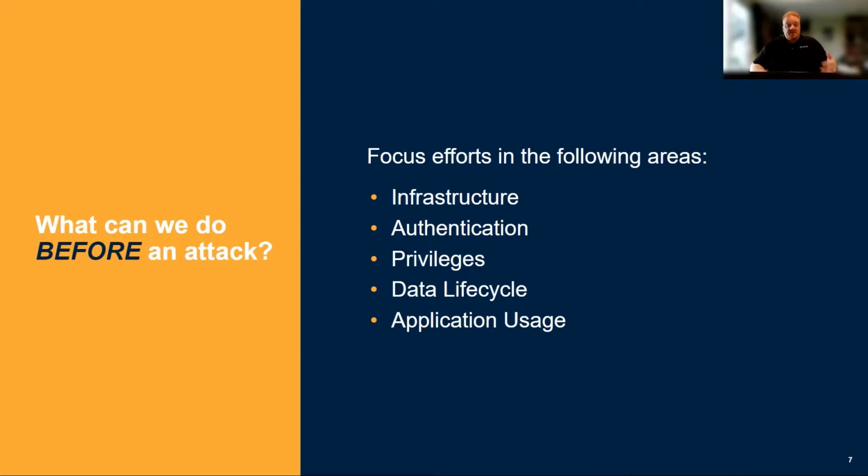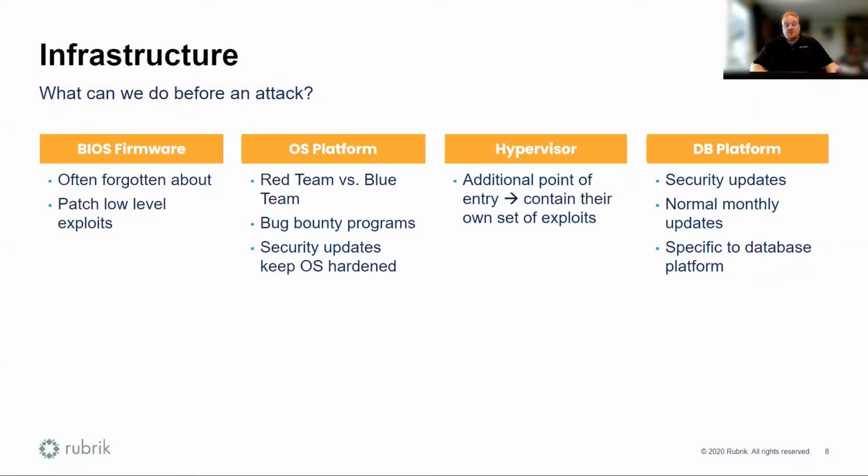So what should companies be focusing on to maximize their data security? First is infrastructure. Hardware vendors update their BIOS and firmware, and these updates are often forgotten about. They contain security updates that patch low-level exploits. Operating system vendors are constantly reviewing threats against them. They will run red team versus blue team exercises to find holes and patch them. This is in addition to the bug bounty programs they have available. With all of this information, they will apply these fixes to their OSs and release monthly or more frequent security updates, which are critical to keeping an OS hardened against these threats.